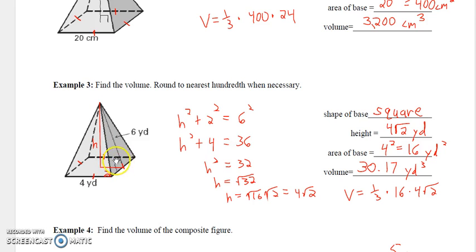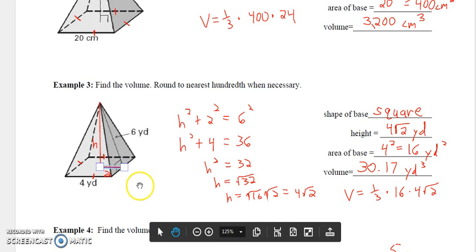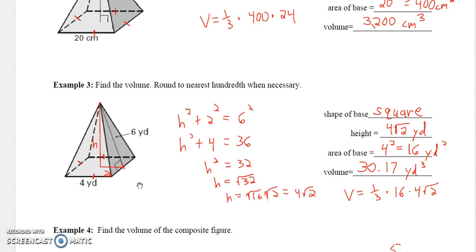Okay? So, if you look at this triangle, that's a right triangle. And you know 2 sides. I know the hypotenuse, the side across from the 90, because it's labeled, it's 6 yards. And I know that this leg here is 2 yards because the height of the pyramid hits at the center of the base.